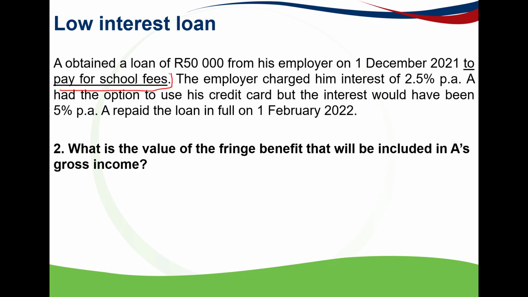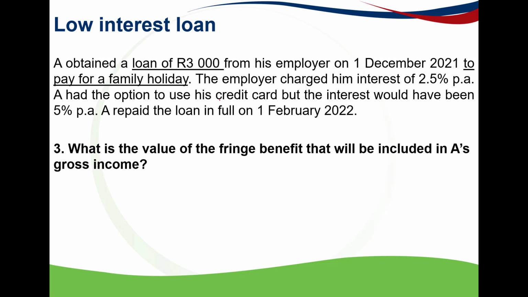So it was used to pay for school fees, and in that case there will be nothing, a nil amount will be included in gross income because the loan was used to pay for fees. It is a study loan, and as a result it is a no value benefit for the employee, right? So the employee will have a no value benefit, and it will not impact their gross income, right?